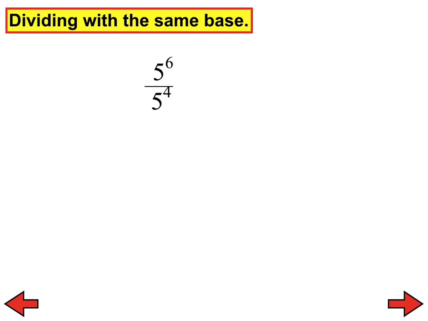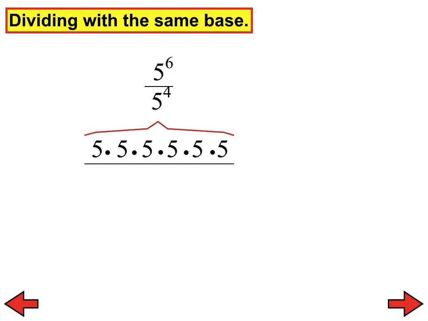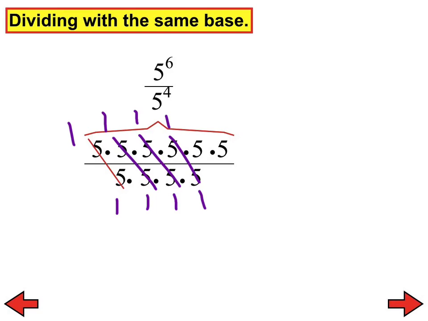So they're both 5s. So I could read this as 5 being multiplied 6 times, right? Divided by 5 being multiplied 4 times. We all know how to cross cancel, right? What is 5 divided by 5? 1. So when we cross cancel like this, there's actually 1s here. This cross cancels, that's 1. Cross cancel, 1. Cross cancel, 1. What is left? 2 5s, which is 5 times 5. So 5 squared. You're going to write this as 5 squared.